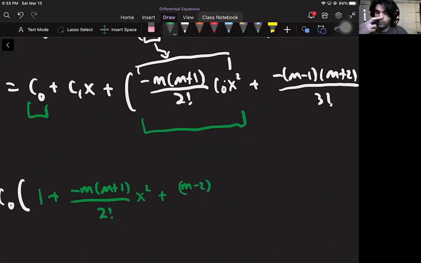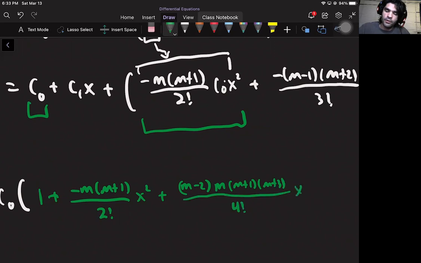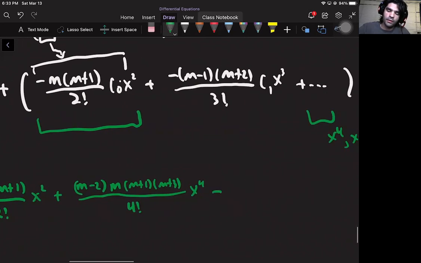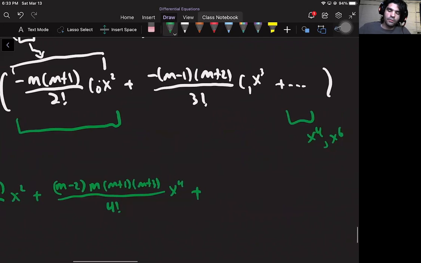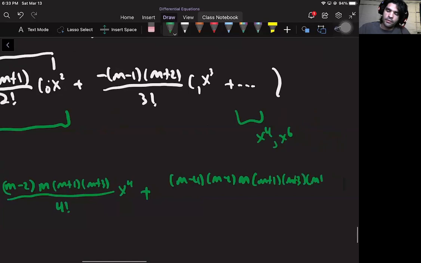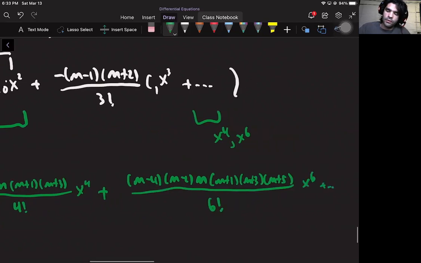So the x to the fourth term starts at 2 and then includes the previous ones and then goes to the next odd number, which would be 3. And it'd be 4 factorial on the bottom. So just as a test, you should try to write the next one without looking. I'll do it here. So the next one would be -4, -2, -0, +1, +3, +5, and then 6 factorial, x to the 6th, plus so on.